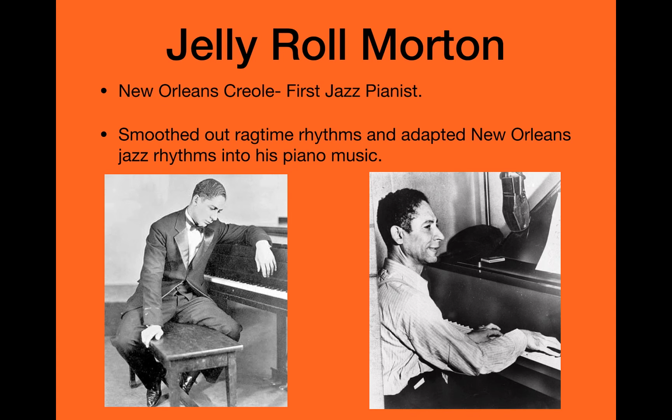Jelly Roll Morton is an early figure in jazz. He was a New Orleans pianist, and he was Creole. Again, Creole is that culture in New Orleans that was half European and half black. So maybe they had a father or mother that was European, Spanish or French. In New Orleans, there were a lot of French Creoles. So Jelly Roll Morton was a Creole, and he is known in history as being the first jazz pianist.